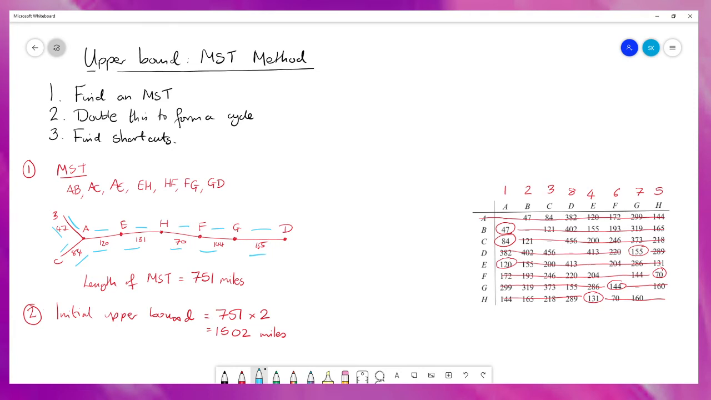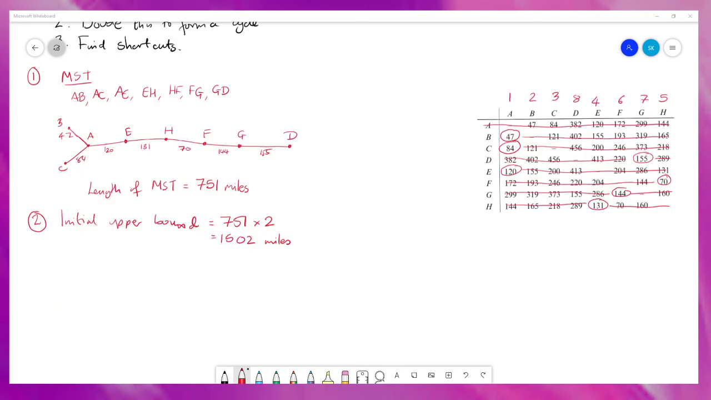For this last step, step 3, it's very useful to have this diagram, so make sure you've got this drawn. Because what we're going to do is find shortcuts. Now, often in the exam, they will tell you what number you're aiming for. For the purposes of this example, we're going to look to use shortcuts to find an upper bound that's less than 1,260 miles.